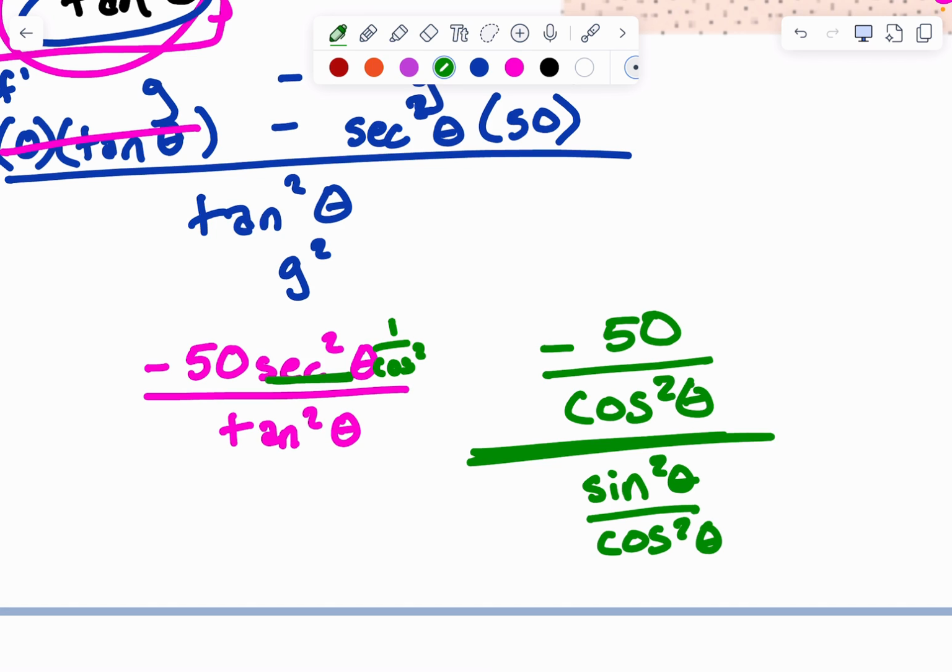Tangent is sine divided by cosine. So tangent squared is sine squared divided by cosine squared. Okay, now you can plug this in if you wanted to. Go back to the pink and you can plug that into your calculator all you want, whatever. I'm going to make life easy.